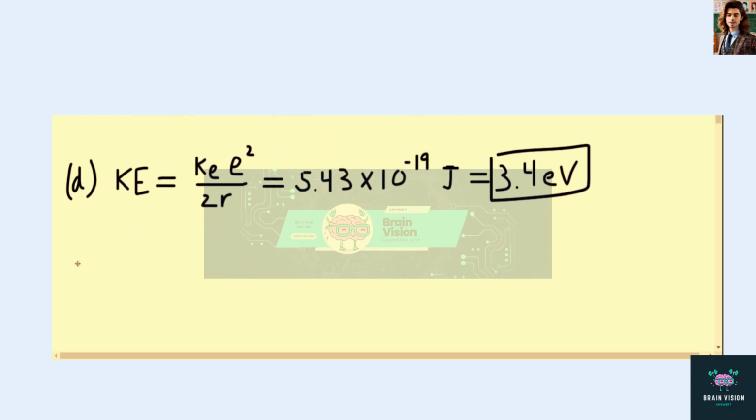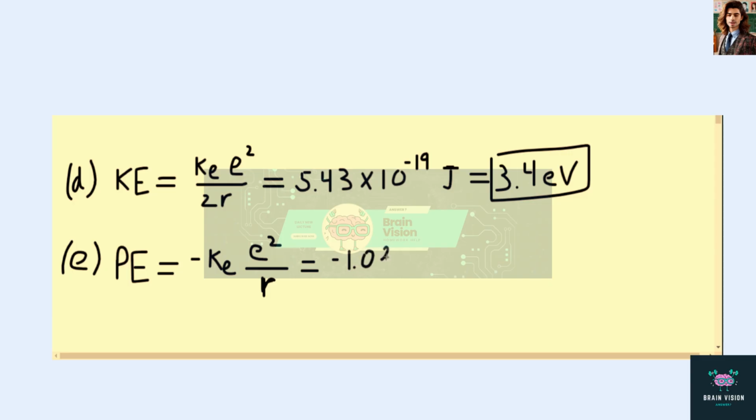Part E wants us to find the potential energy. We're almost done here, just two more parts. The potential energy from electric charge, we'll call this PE, is equal to, once again, the Coulomb constant, but negative: negative k sub e times the electric charge of an electron squared, divided by the radius of orbit, r. Again, use meters for the radius of orbit. This gives us negative 1.087 times 10 to the minus 18 joules.